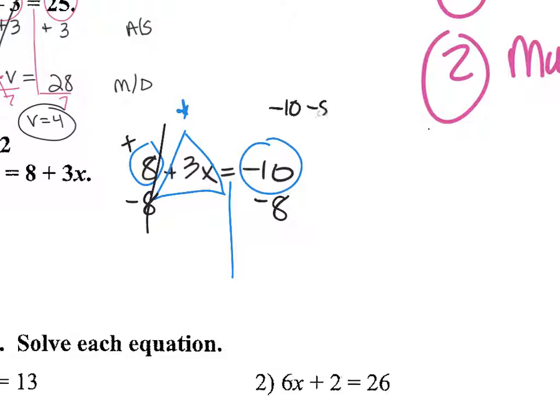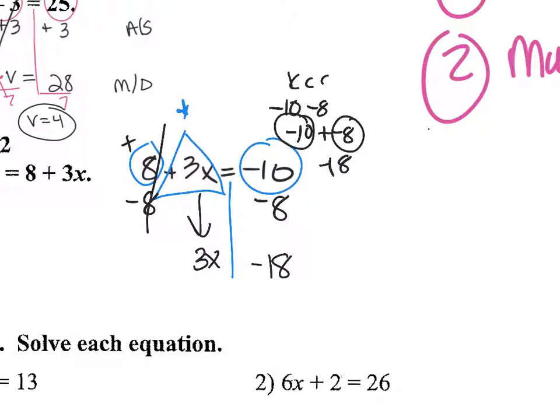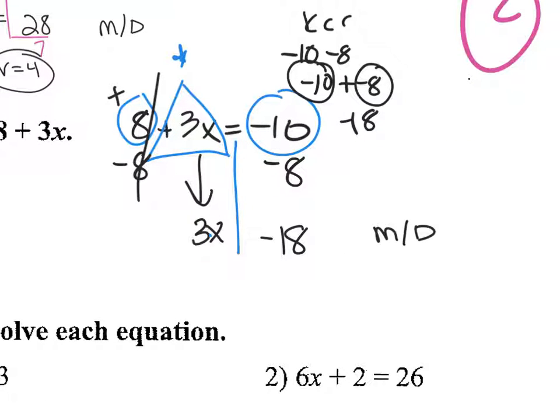And then use your integer rules. Keep change, change. Negative 10 plus negative 8. Same sign, add and keep the sign. So negative 18. And I'm going to bring down 3x. So I already did my first step. I subtracted. Now my second step, I've got to multiply or divide. So I've got 3 times something equals negative 18. Negative 6. Good. So I've got to divide. So x equals negative 6.